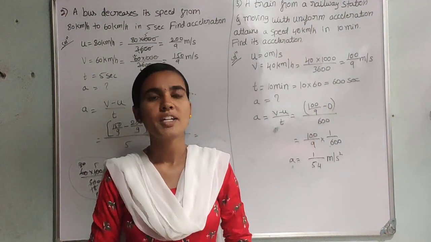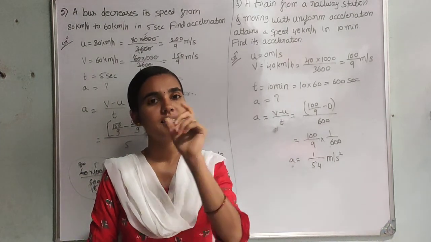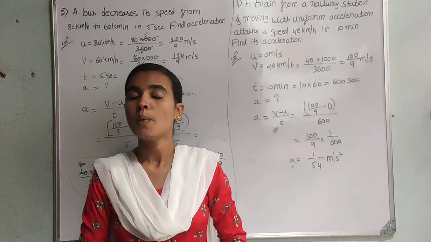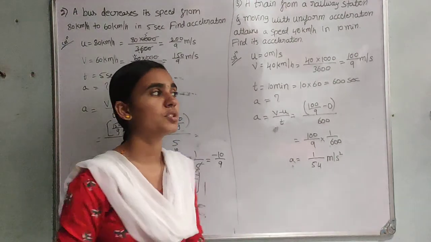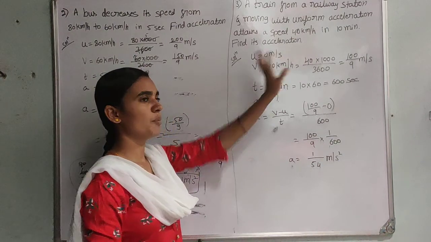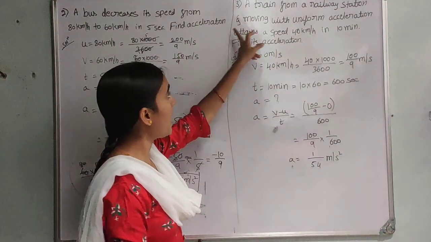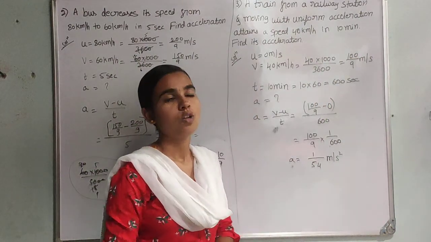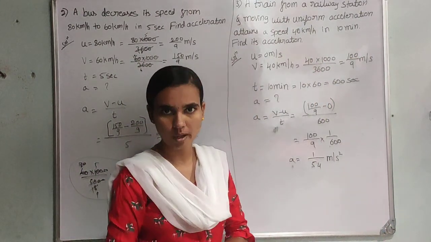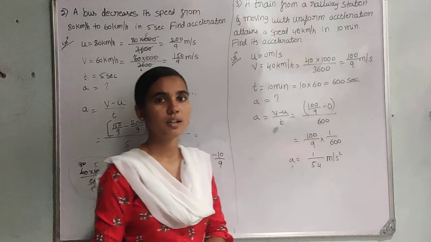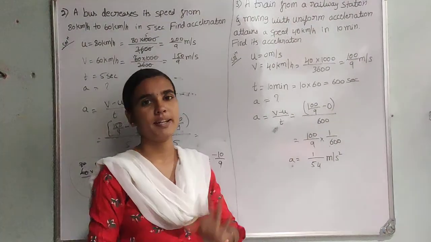So initially when the train is at the station, it is in the rest position. When the train is at rest, its initial velocity automatically becomes 0 meter per second, and it attains a speed of 40 kilometer per hour. So while it starts moving, it gets a speed of 40 kilometer per hour in 10 minutes.